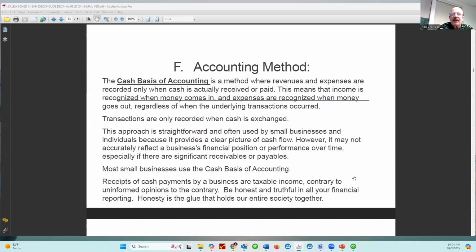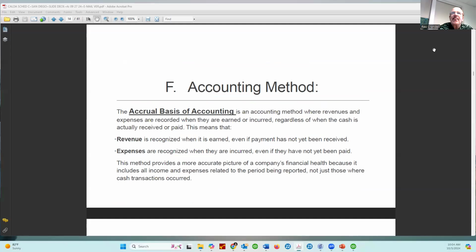Some people I hear say that receiving payments in cash is not taxable. That's not true. And contrary to popular belief, not reporting your cash received income is considered tax fraud. I recommend that you be honest and truthful in all your financial reporting, because honesty is the glue that holds our entire society together.